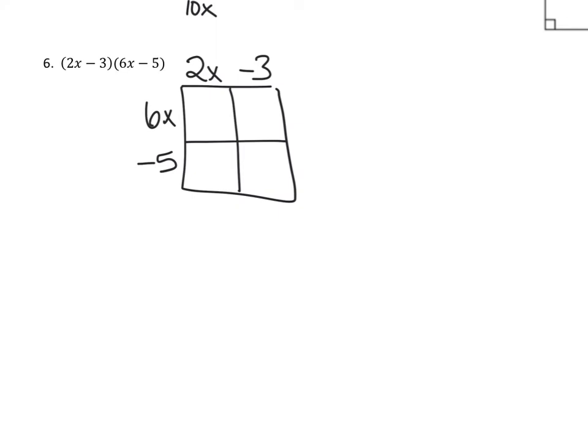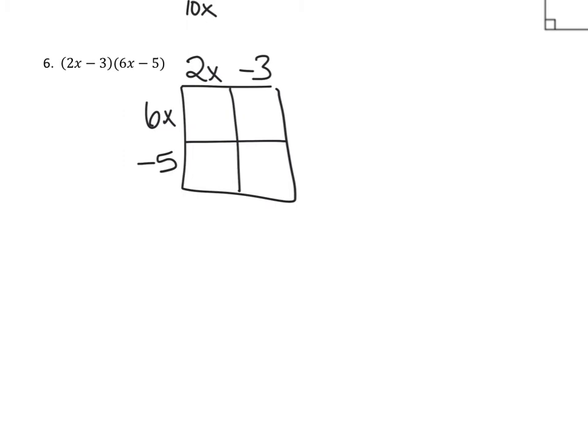Here's the setup. Now some people mess up on this, and that's why I wanted you to try first. This is a 2 by 2 because we have a binomial times a binomial. And when I put 2x and minus 3 on the top, I make sure the 2x goes in the first column and a negative 3 goes on the second because it's negative. Same thing with these rows, 6x on the first row and negative 5 on the second row. You can't drop your signs here, they're very important.